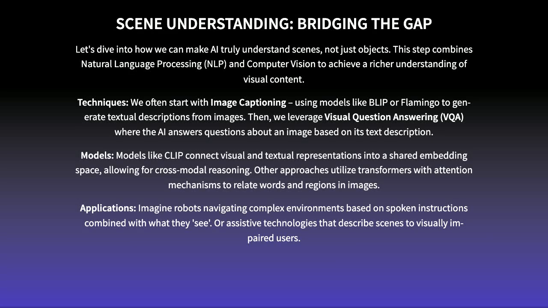Okay, so we're now looking at how AI can actually understand scenes it's seeing, not just recognize individual objects. It's about going beyond simple object detection and grasping the overall context. We start with techniques like image captioning, which is where models automatically generate descriptions of images. Then we move into visual question answering, where you can ask an AI a question about an image, and it needs to understand both the picture and your query. Models like CLIP are really key here because they create a shared space for text and visuals so the AI can genuinely reason between them. Think about how that could be used in robotics or even helping people with visual impairments. It opens up some amazing possibilities.